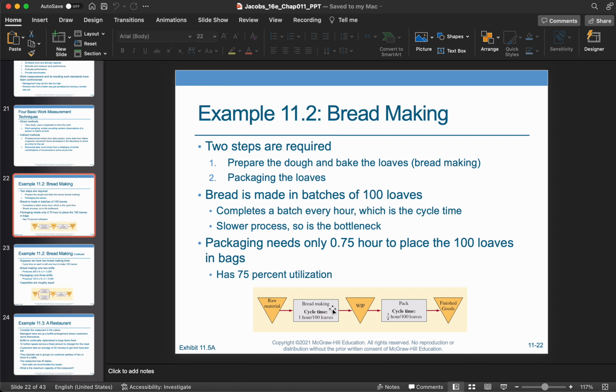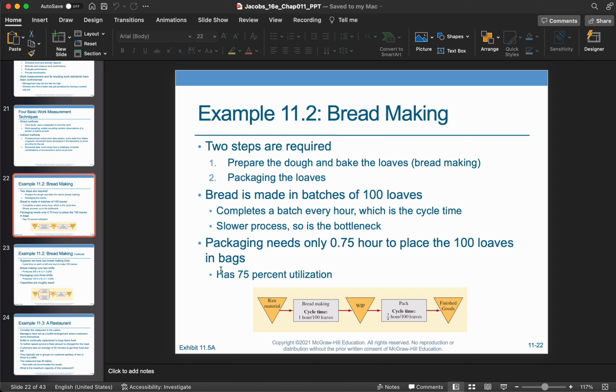Then you make bread. Bread is made in batches of 100 loaves, and from the data given to us, we can make 100 loaves in 1 hour. Once the bread is made, you probably have them on trays and put them aside to let them cool. But once that's done, you package them, and all 100 loaves can be packaged in 3/4 of an hour, or 0.75 hours, and then you have finished goods inventory.